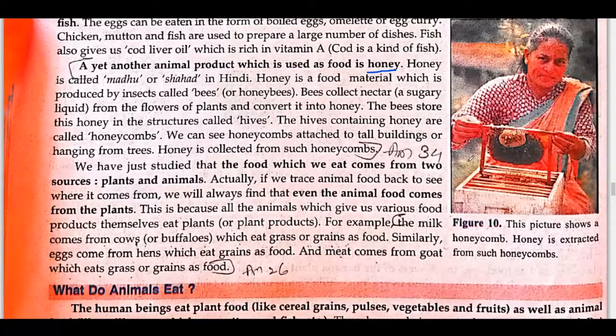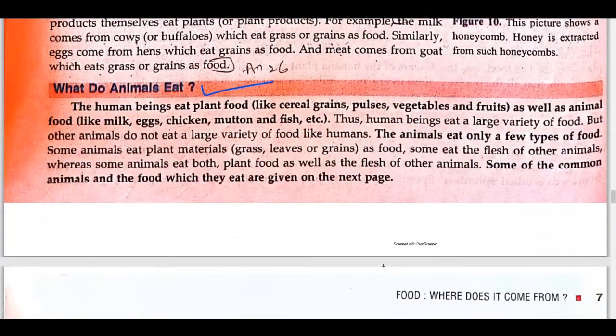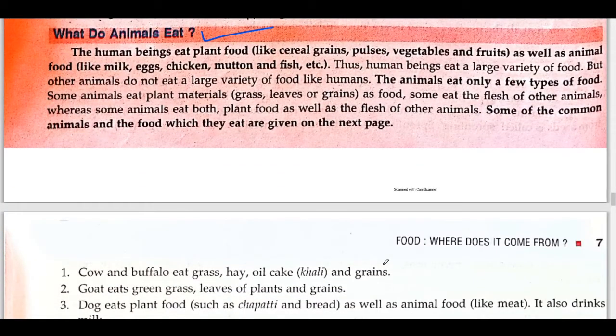So what do animals eat? Okay, now I will tell you what these animals actually eat. So human beings eat plant food, right? As well as animals eat food. Okay, so the animals also eat food, like milk, egg, chicken, mutton, fishes, right? So animals also eat all these things.